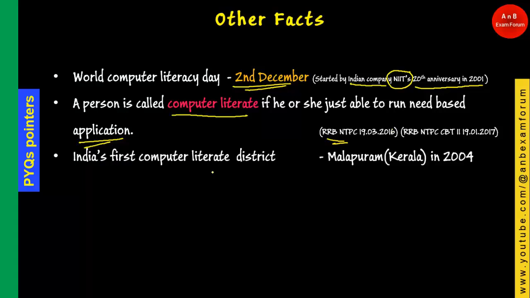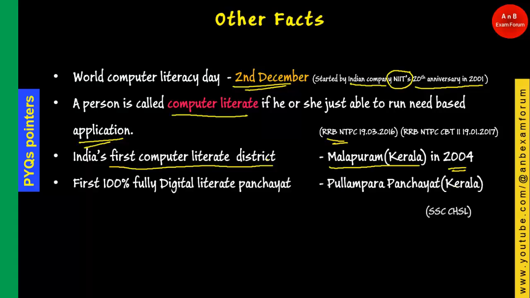And the first computer literate district is Malappuram. Just remember, it is in Kerala, and it was declared in the year 2004. So in 2004, the first computer literate district was declared. Okay, Malappuram, just remember the name. Afterward, if you talk about the 100% fully literate panchayat, it is Pullampara Panchayat, again in Kerala, and this pointer was asked in SSC CHSL.